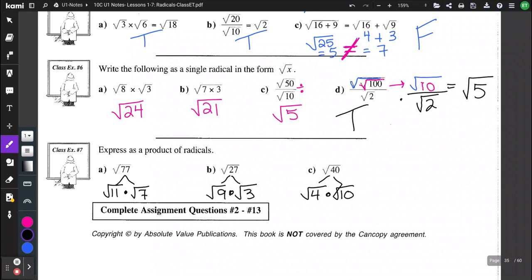So is that simple? It is. So you've got about 10 to 15 minutes to finish working on these questions in the assignment. So number 2 to 13. You should be able to work on 1 to 13, actually. All right, this ends lesson 5.